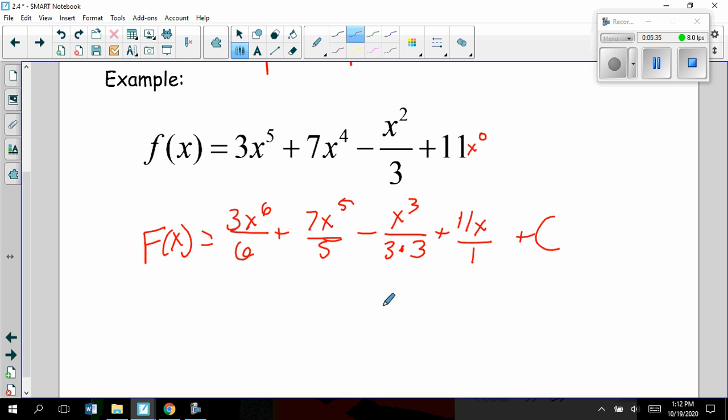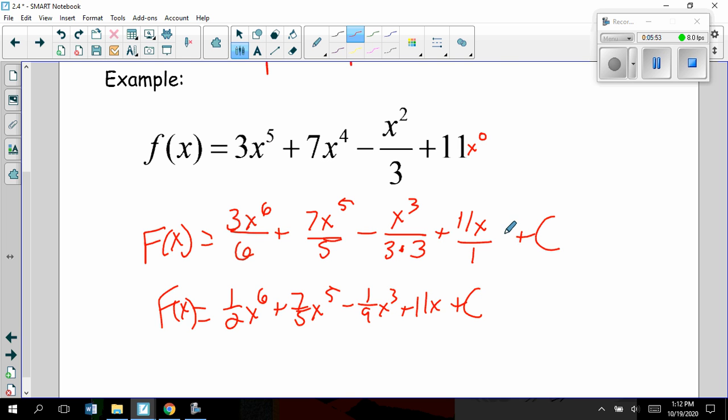on here. Okay, now there is some simplifying we can do, so this is just a half x to the 6, this is 7/5 x to the 5th, this would be 1/9 x cubed, this is just 11x, and then plus c, because there could have been a constant that zeroed out. So that would be your antiderivative.